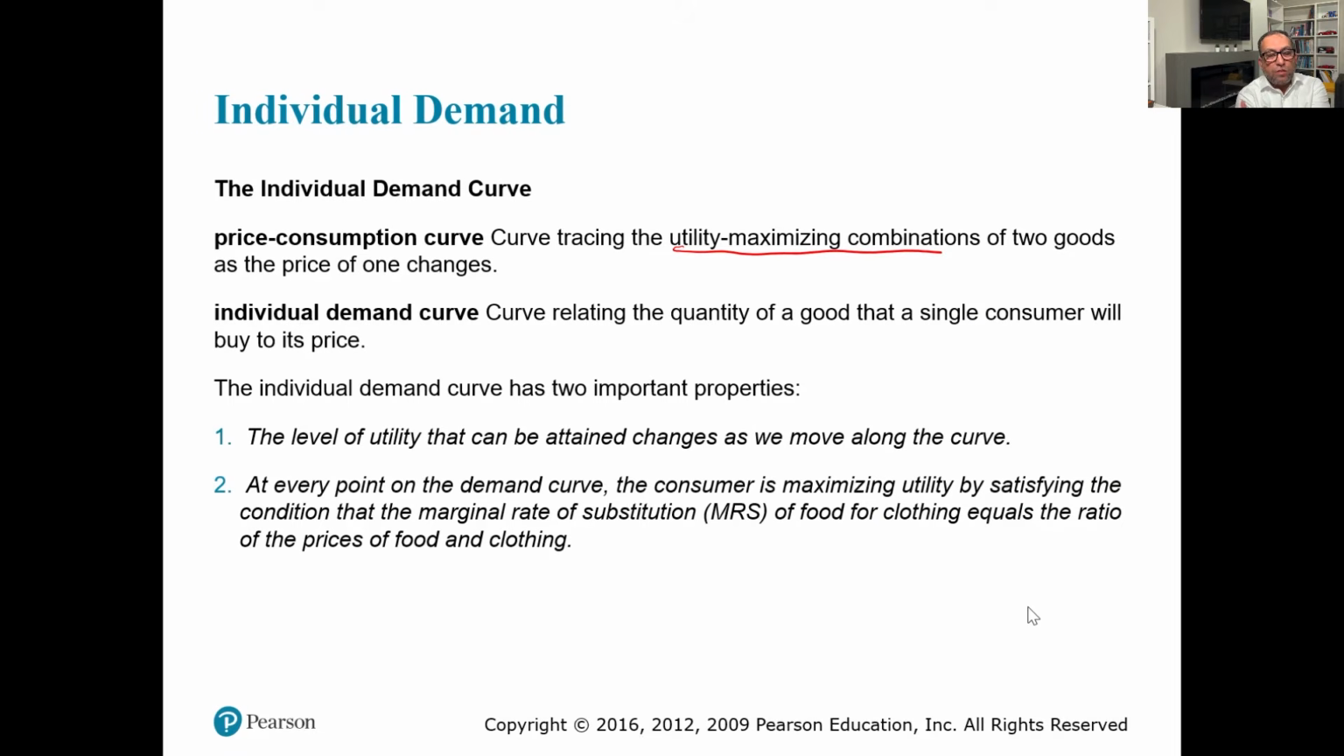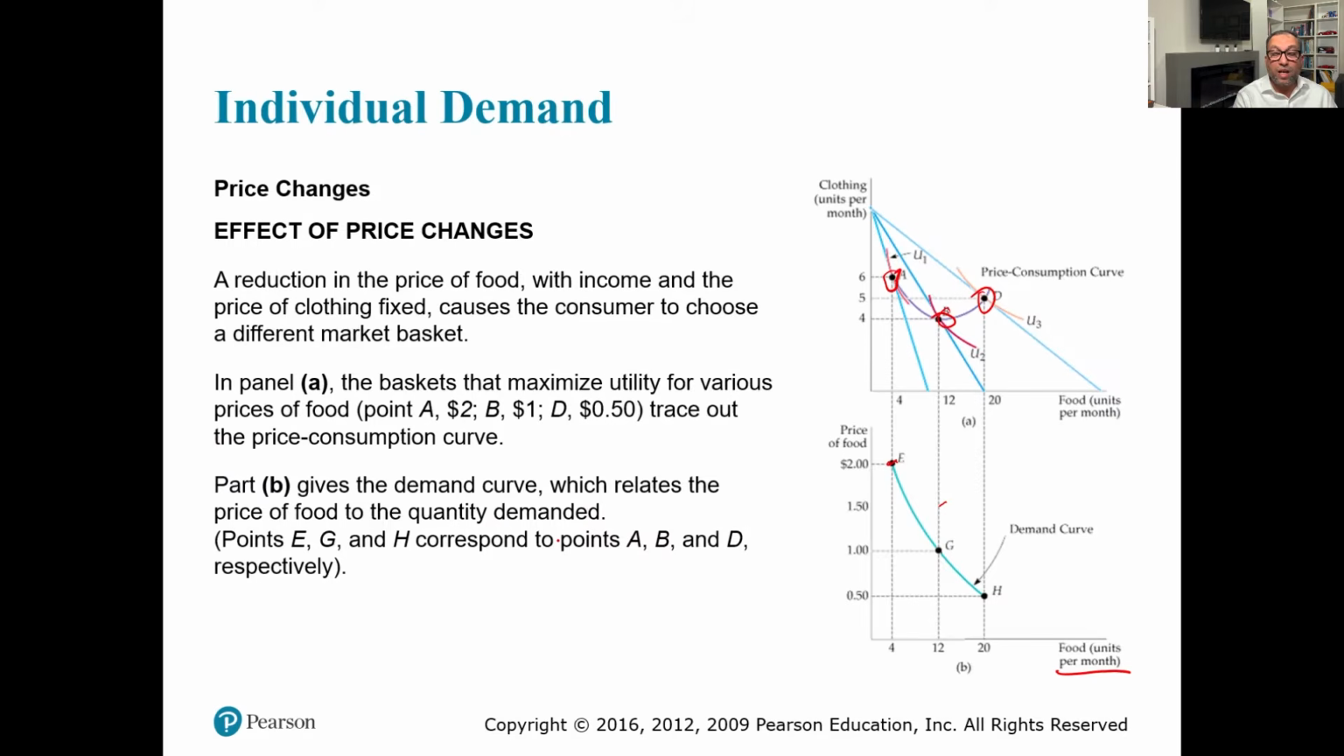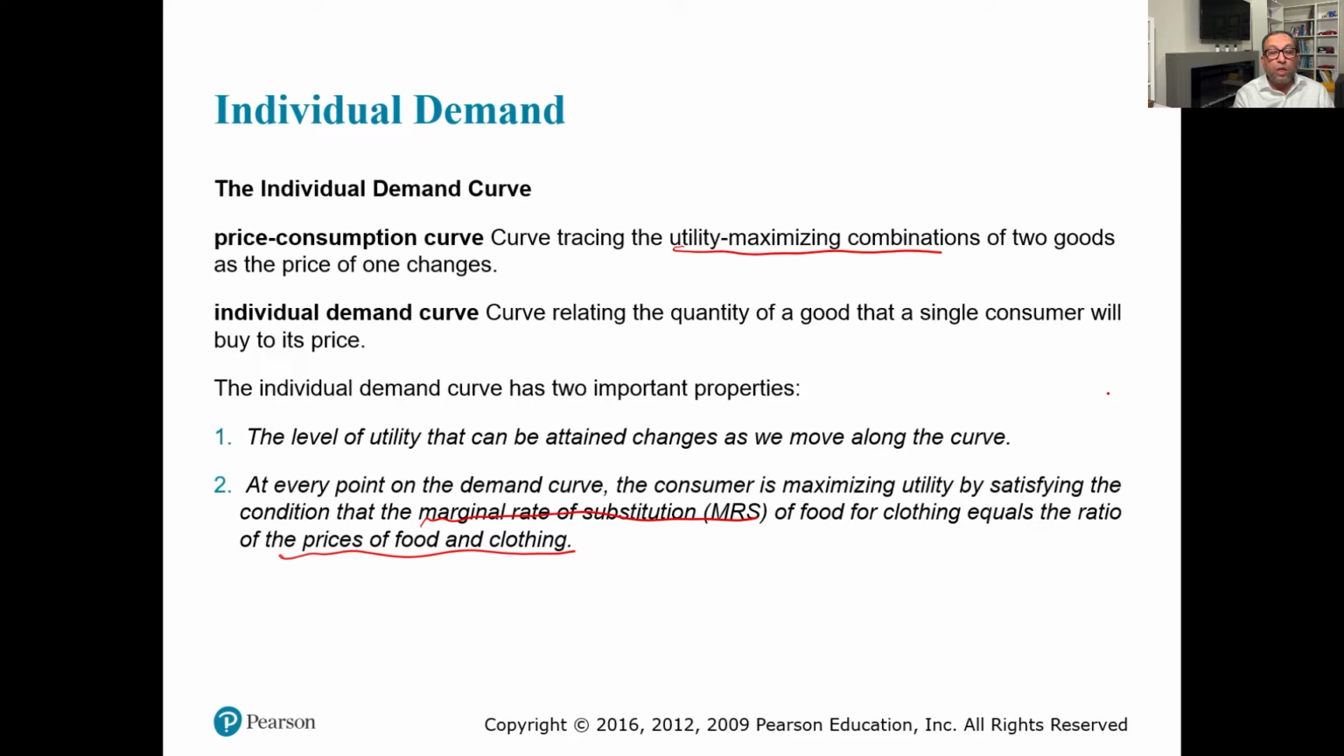Maximizing utility by satisfying the condition, now what is the condition? Last time we discussed that the marginal rate of substitution, which is the slope of the indifference curve, of food for clothing equals the ratio of the price of food and clothing, and that's the slope of a budget line. So both these slopes are the same, and we can see this on the graph. At this point, U3, which is an indifference curve, and this budget line between food and clothing are tangent to each other. Tangent means that they have one common point, and that common point has the same slope. So we can say the condition is fulfilled, where the utility is maximized.